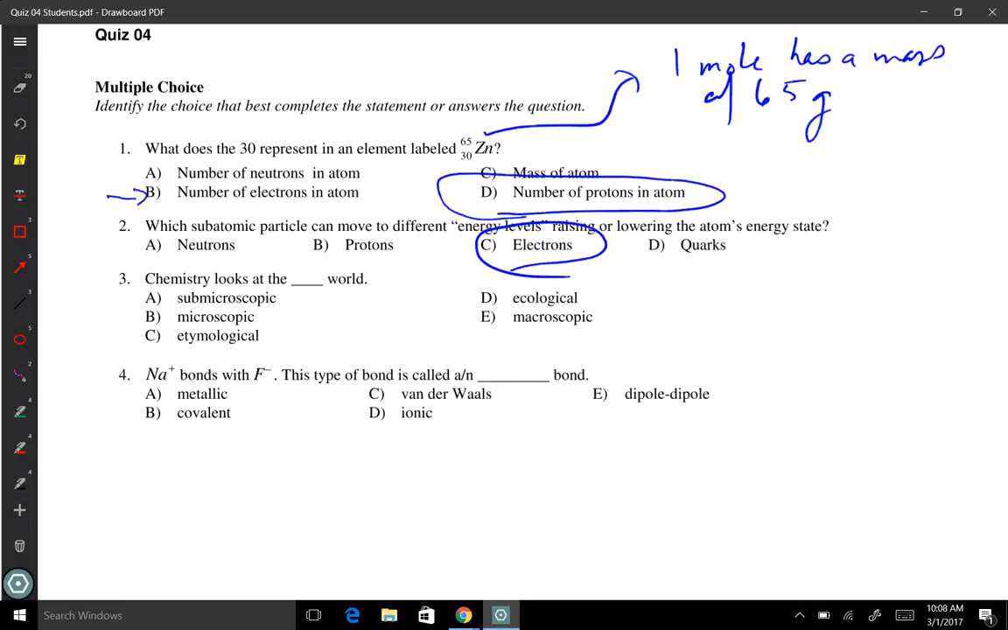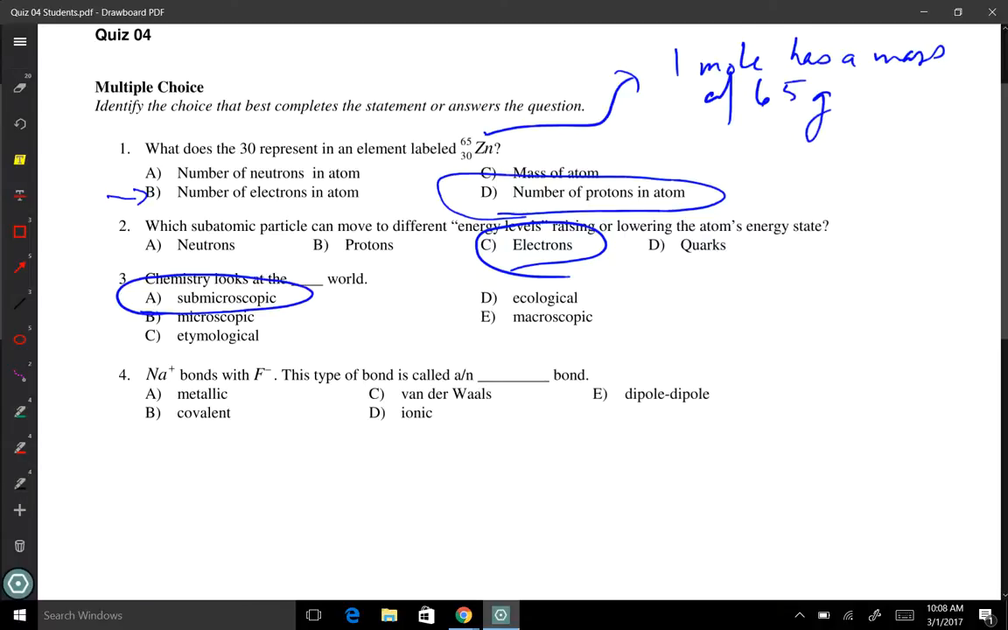Okay, number 3. Chemistry looks at blah. I thought some of these were kind of funny. Etymological. What was the correct answer? The submicroscopic. If it was microscopic, you could see the atoms in a microscope. But they're too small to be seen in a microscope, so that's why it's submicroscopic. Macroscopic means large scale. And well, we're not dealing with ecology in chemistry class or etymology.